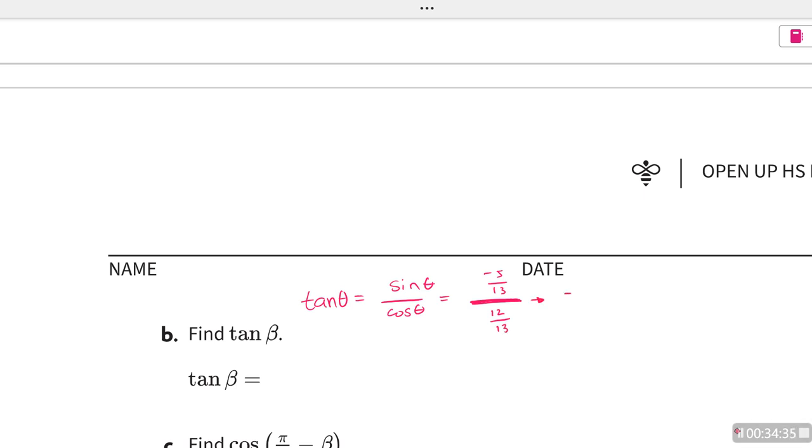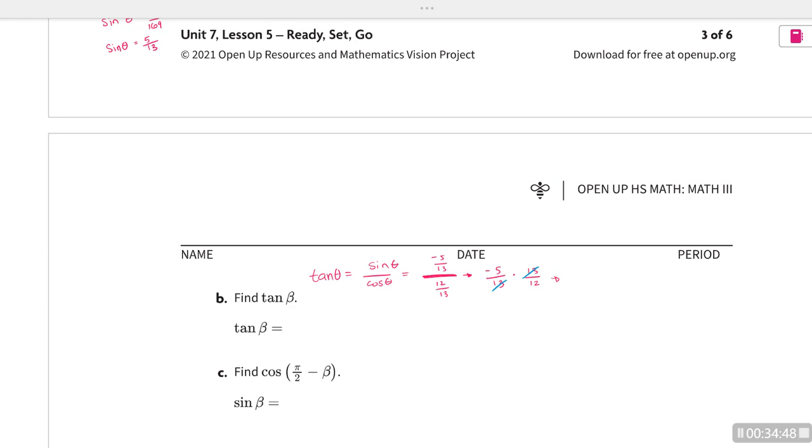So I have a fraction divided by a fraction. I'm going to multiply that by the reciprocal, 13 over 12. Okay, so those 13s reduce. We're left with negative 5 over 12. So tan is negative 5 over 12. Tan is negative in quadrant 4, so that checks out.